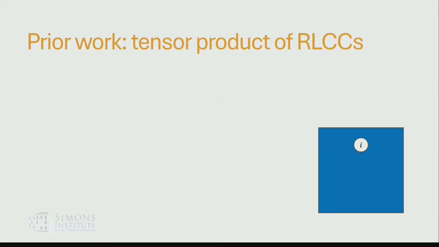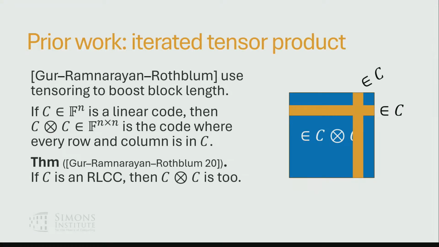Right. So I'm going to go over at a very high level how this works. The query complexity will grow by a multiplicative factor. I'll show you why. To show this, we have to give a local corrector for C tensor C that uses the fact that C has a local corrector.